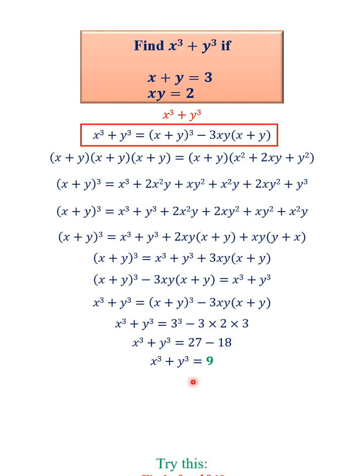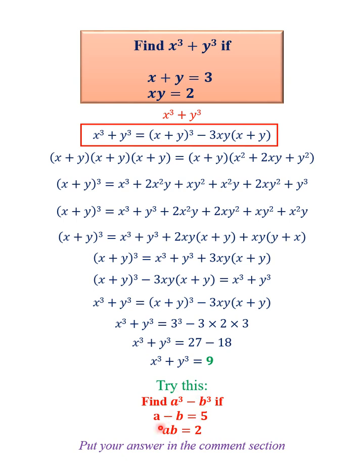In the meantime, try this simple one: a cubed minus b cubed. Find a cubed minus b cubed if a minus b is 5, ab equals 2, and put your answer in the comment section. You may want to derive the formula and then substitute.